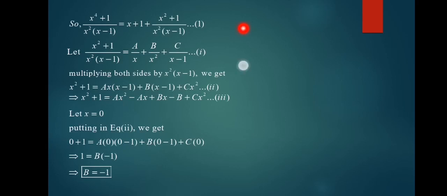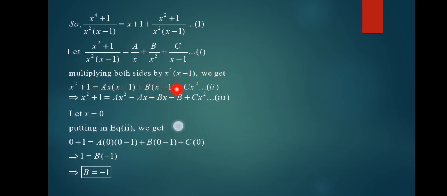Now it is the resultant proper fraction, since here the degree of the numerator is 2 and that of the denominator is 3. So obviously it is a proper fraction, and we are going to decompose this proper fraction into its partial fractions. So let (x^2 + 1) divided by x^2(x - 1) be equal to A/x^1. Since this x is a repeated linear factor, it will be considered as A/x^1 plus B/x^2 plus C/(x - 1). It's our equation number 1.